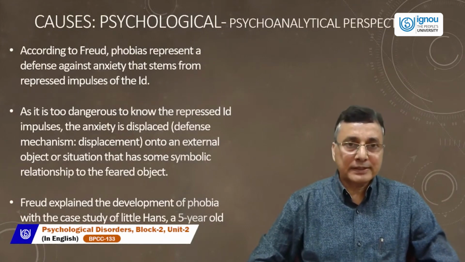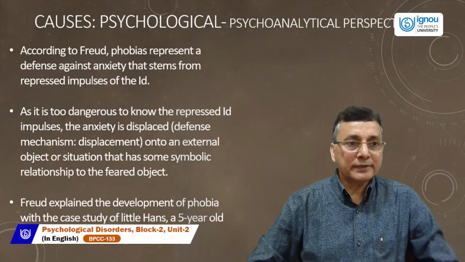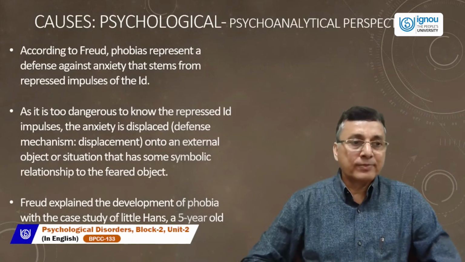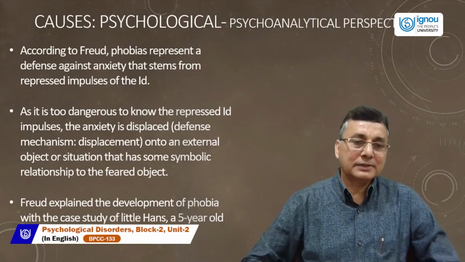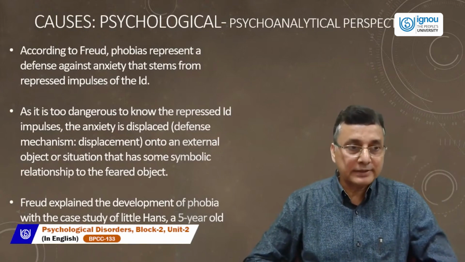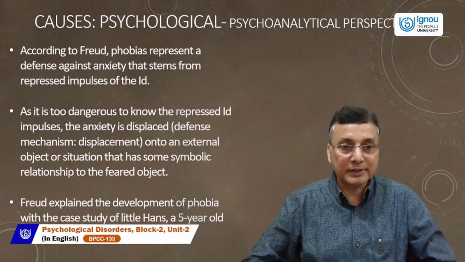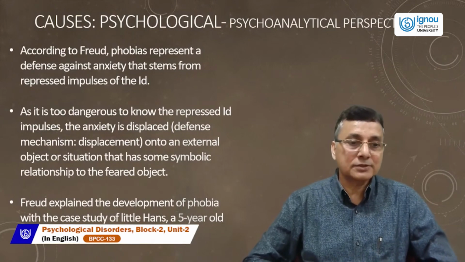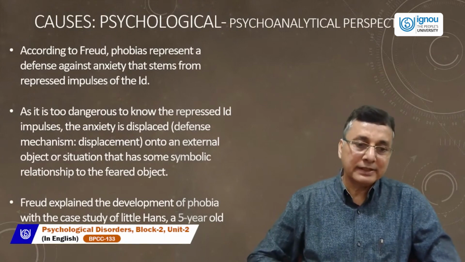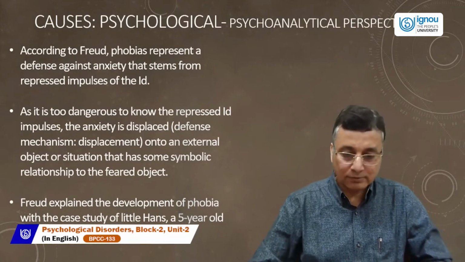Coming to the psychoanalytic perspective on the psychological factors, according to Freud, phobias represent a defense against anxiety that stems from repressed impulses of the id. And we'll discuss id, ego, and superego in some other classes. As it is too dangerous to know the repressed id impulses, the anxiety is displaced, that is a defense mechanism called displacement, onto an external object or situation that has some symbolic relationship to the feared object. Freud explained the development of phobia with the case study of little Hans, a 5-year-old boy with a phobia of horses.